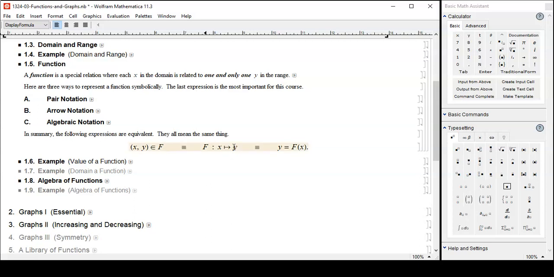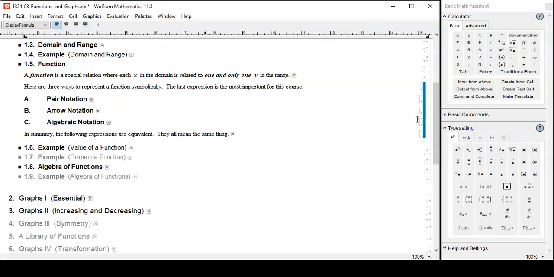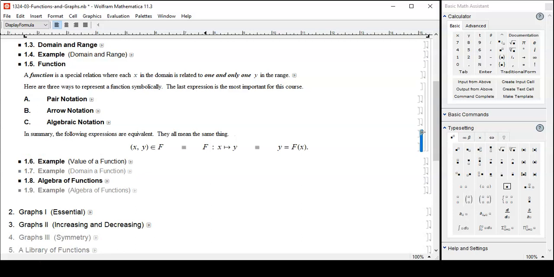(x, y) belongs to capital F. Capital F is sending x to y, or y equals capital F of x. By the way, one more thing before moving on. This thing here is typically called the value of a function, or the function value.